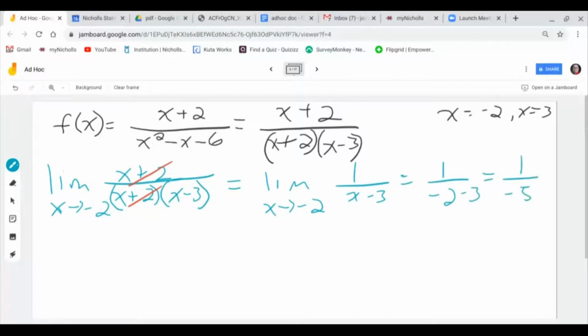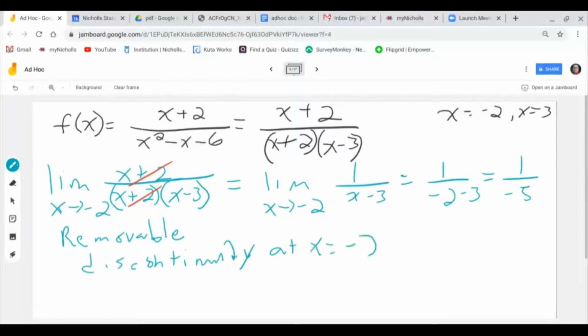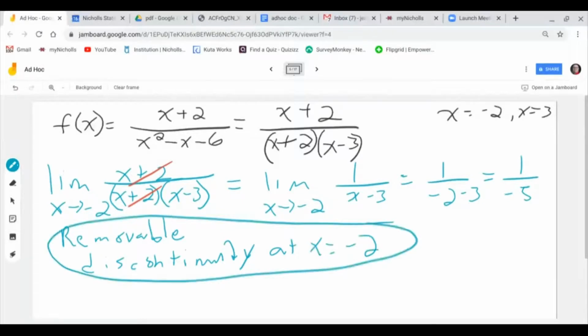So the limit exists. That means that it's approaching the same value from the left and the right, but boom, at the value it's not defined. And so that means it's going to be a removable discontinuity at x equals -2. That does not mean anything about the 3. So we need to look at the 3 separately. So let's do that.